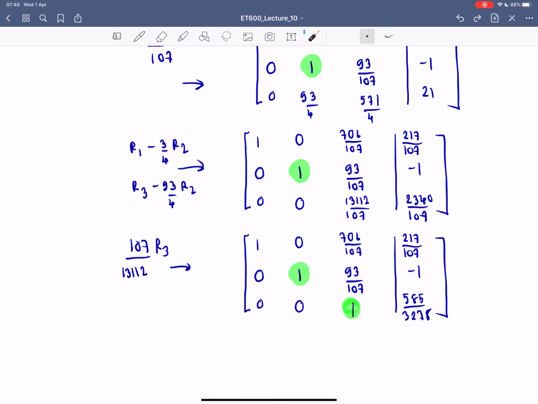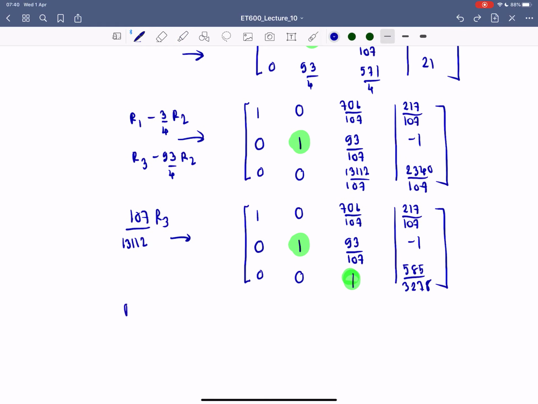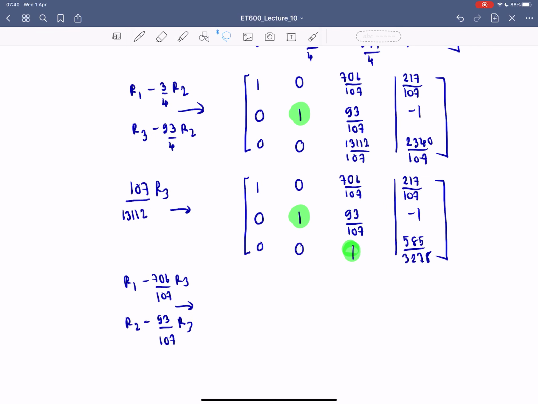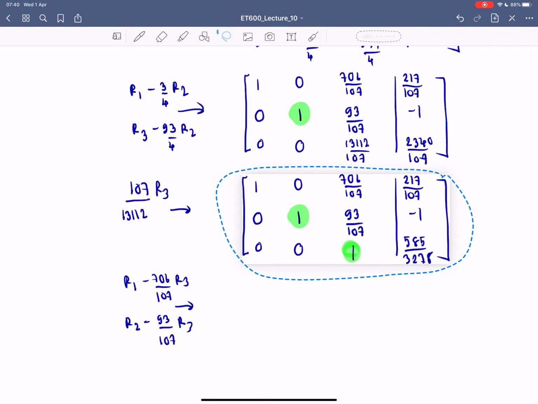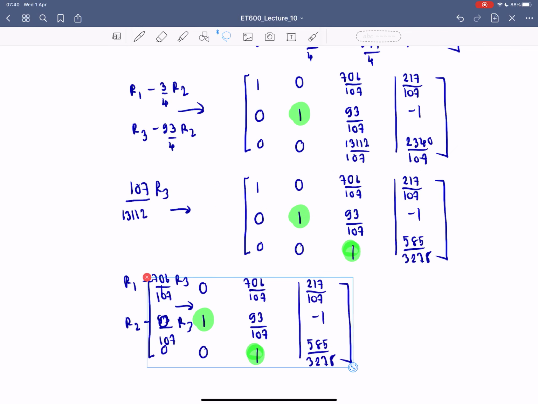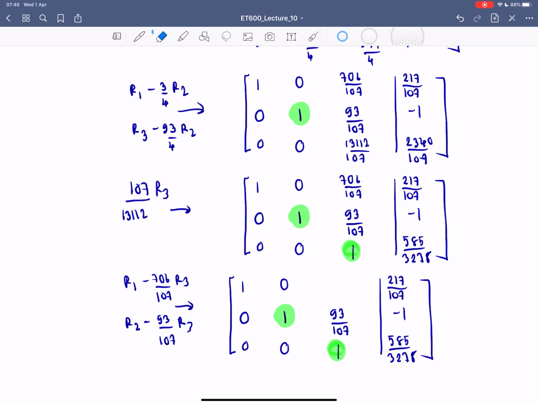2 guys in the third column by performing R1 minus 706 over 107 R3, and then performing R2 minus 93 over 107 times R3. And then your resultant matrix, the first 2 rows will be changed. So I copy that down. And this spot will be 0, this spot will be 0. Those 2 spots will be changed. Okay, this will be 0, 0, and you are going to get, I'm going to convert everything to decimal numbers.